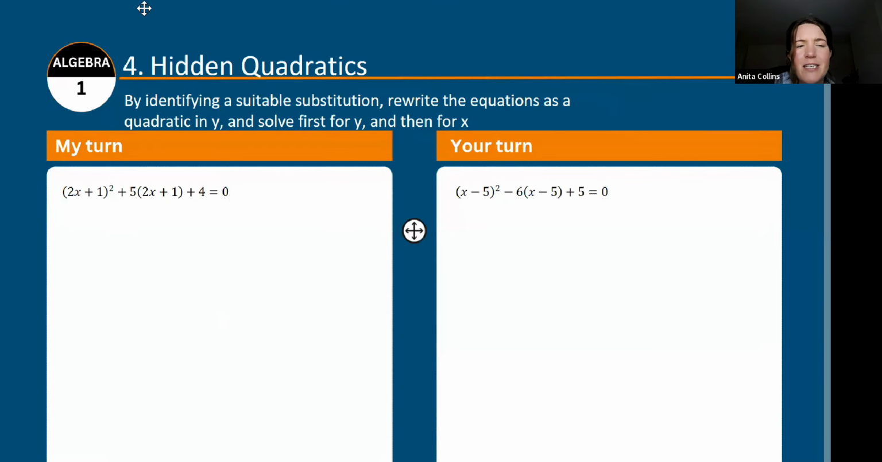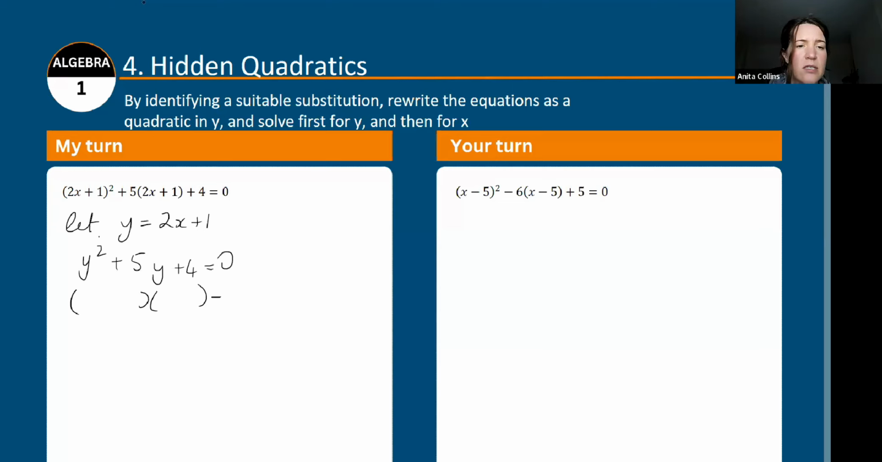Right, so this one looks a little bit different again, but if you look a little bit closely, you'll see we've got this something squared plus 5 times something plus a constant, which does feel a little bit like a trinomial. So let's treat it as such, and let's tidy it up a little bit by using a substitution. We're going to let y be equal to that bit inside the bracket, so we'll be able to say it's 2x plus 1 squared, and we're letting y equal to 2x plus 1, so we can call this y squared plus 5 times y plus 4 is equal to 0. We've got a nice quadratic there, straight into the double brackets, or whatever method you use to solve.